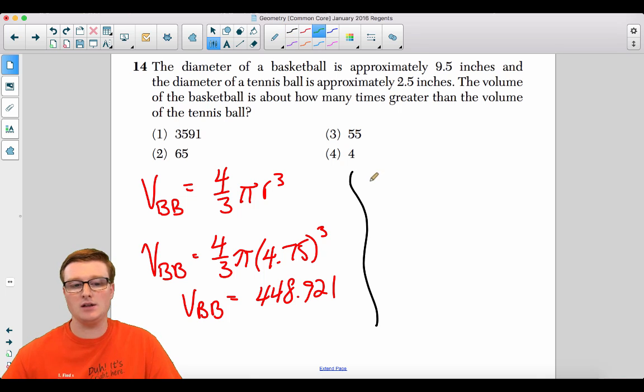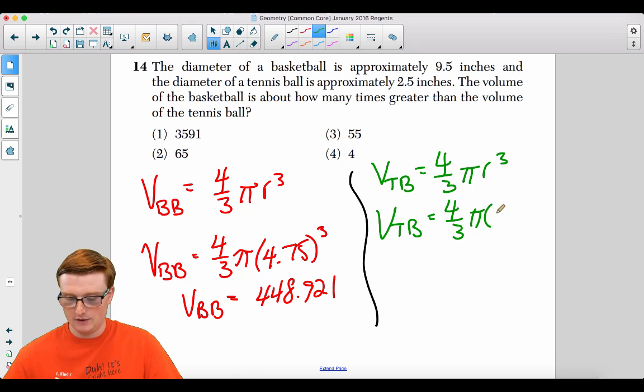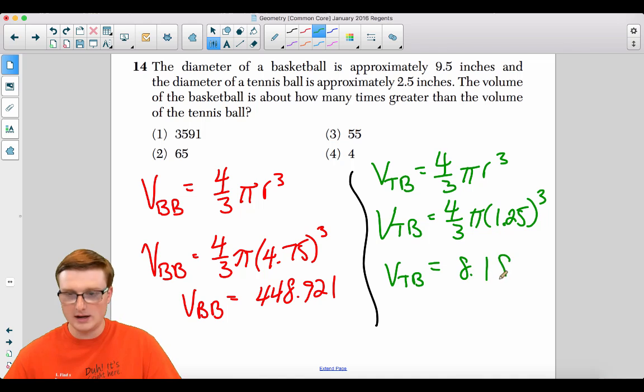Now let's find the volume of the tennis ball. That's, again, equal to 4/3 pi r cubed. So the volume of the tennis ball is equal to 4/3 pi. Now, the diameter is 2.5, therefore your radius is 1.25 to the third. So the volume of the tennis ball is equal to 8.181.